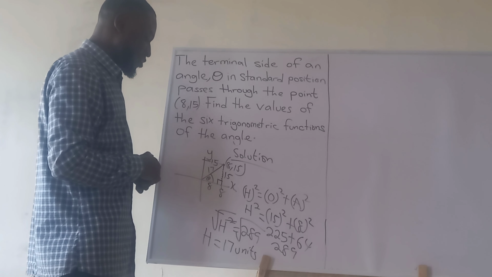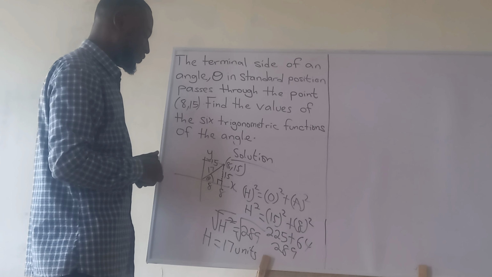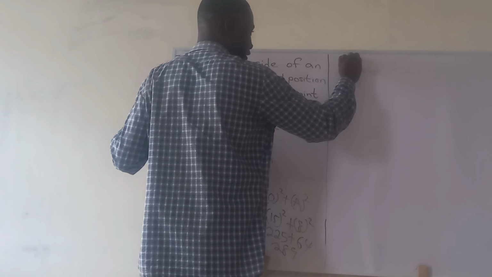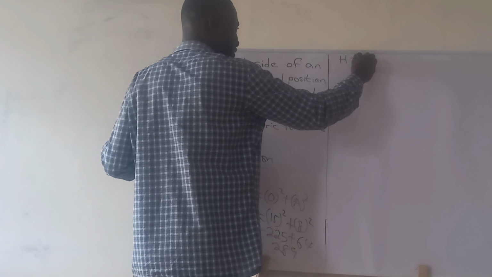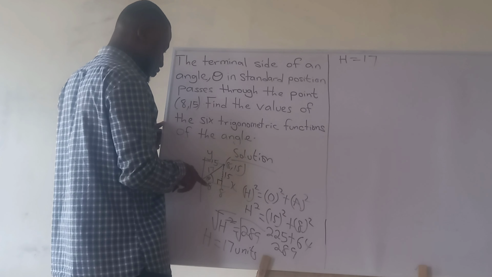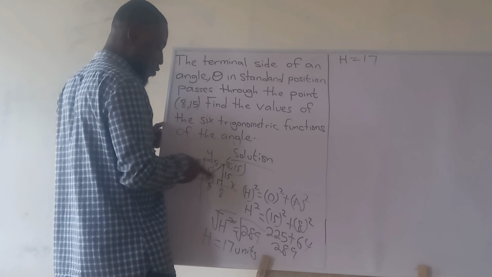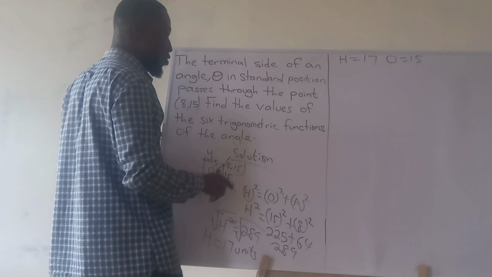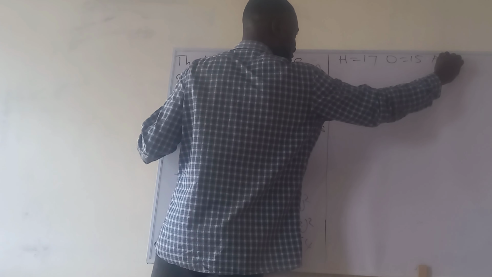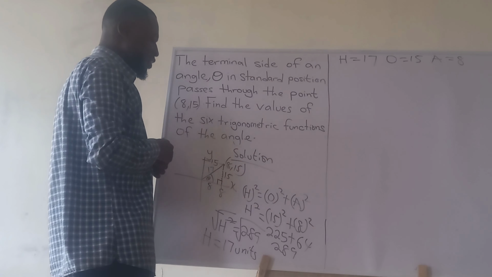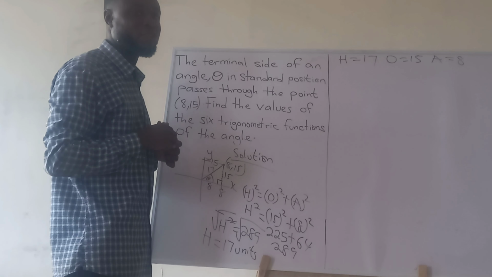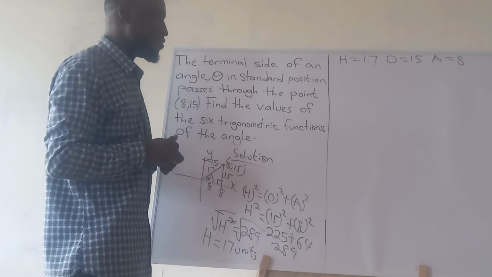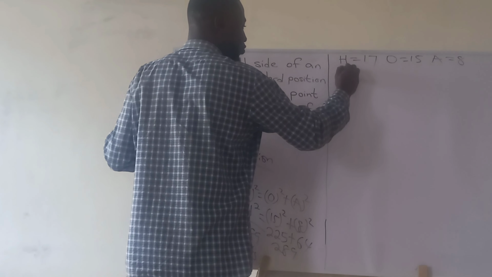In that case, you can write your data down. That is hypotenuse H equals 17. Opposite equals 15. And adjacent equals 8. Now your 6 trigonometric ratios. For the 3 main ones, we have a mnemonic to remember them. Very, very simple. That's SOHCAHTOA.